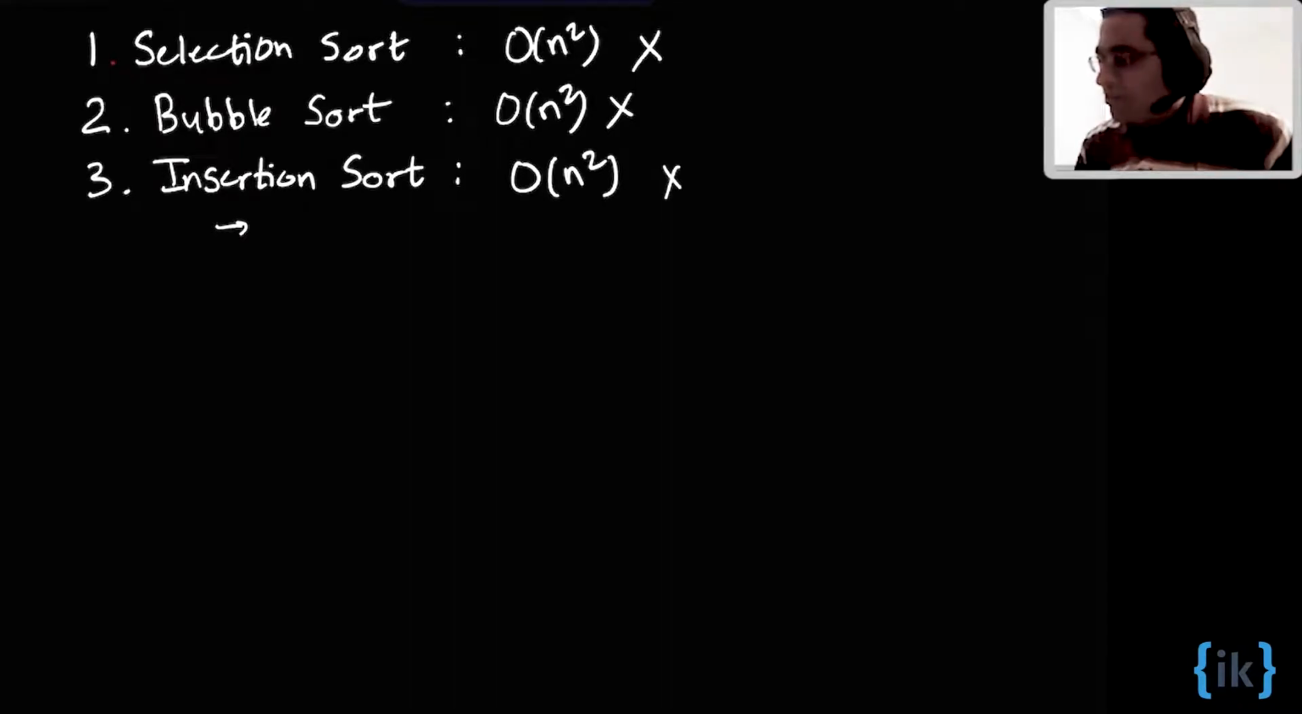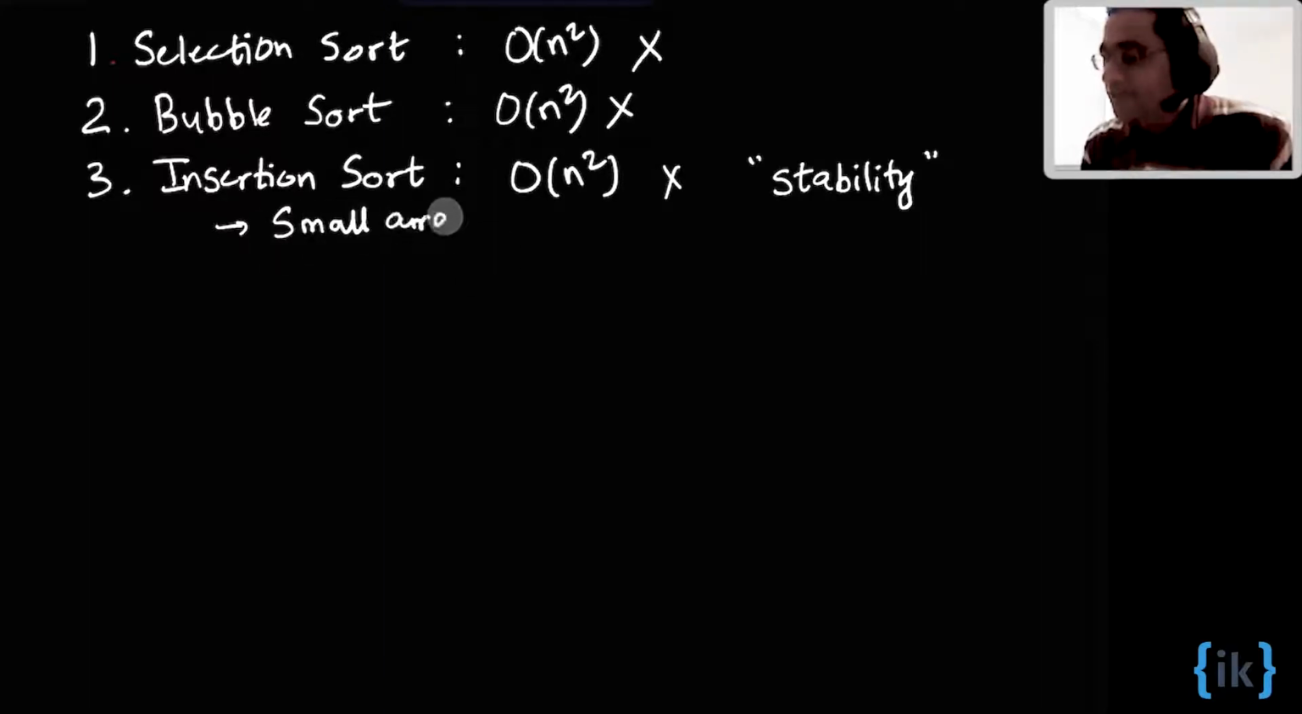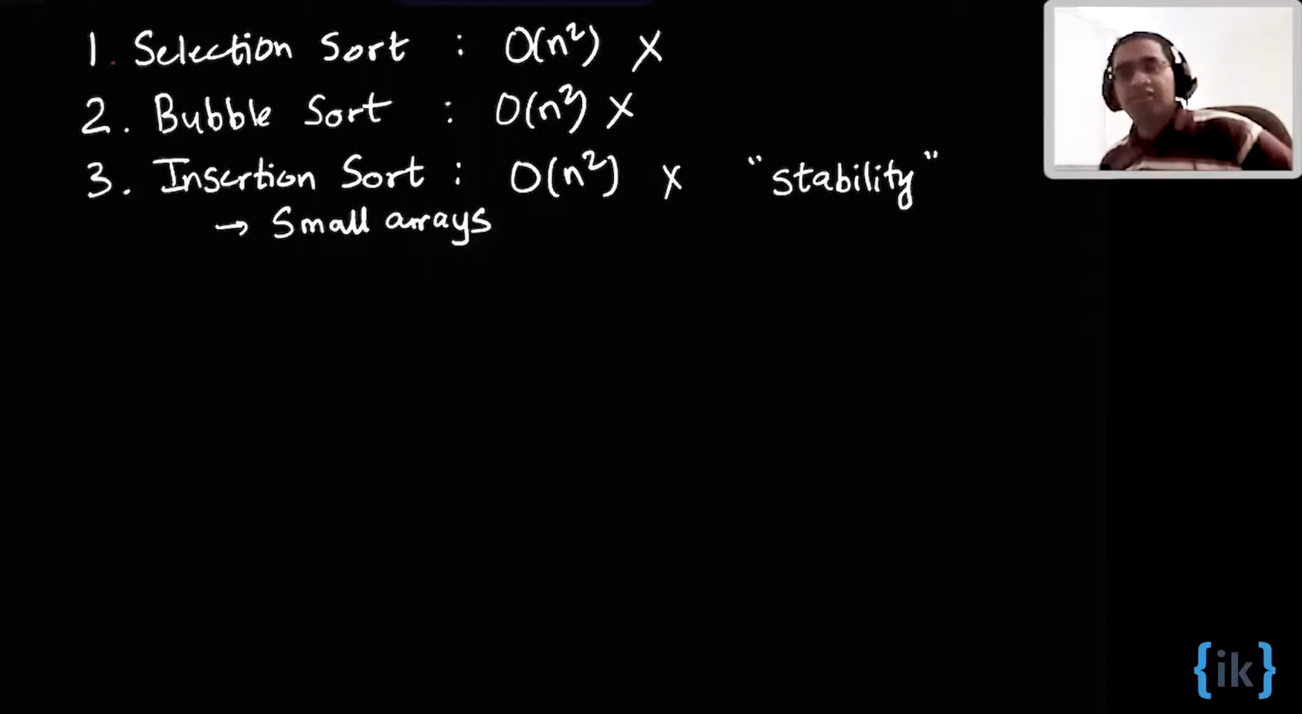One of the features that insertion sort has is that you can write the code in a way that it's stable. It's possible to maintain stability. And it works quite fast on small arrays. So when your input size is really small, insertion sort might be good enough. And because it's stable, even if you had a small array of objects, you could use an algorithm like insertion sort.